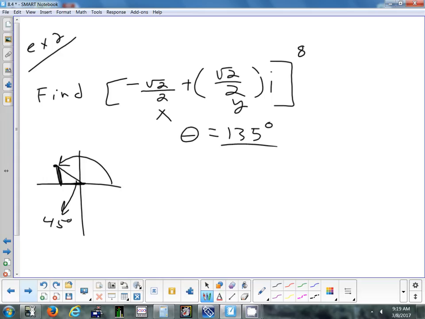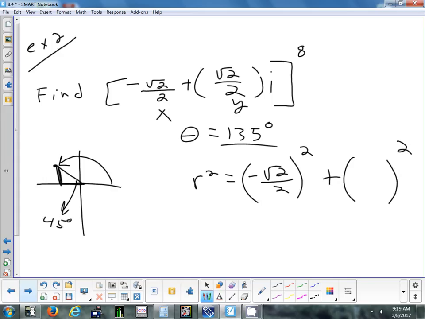Okay. Now my radius. What's x in this case? Negative root 2 over 2. And what do we have to do with it? Square it, because we're doing Pythagorean theorem. What about y?